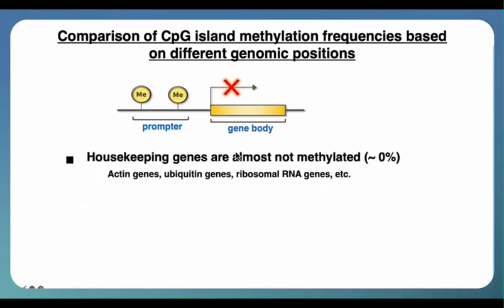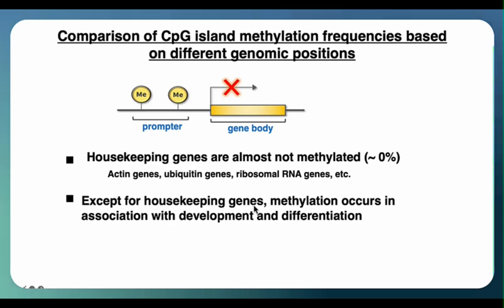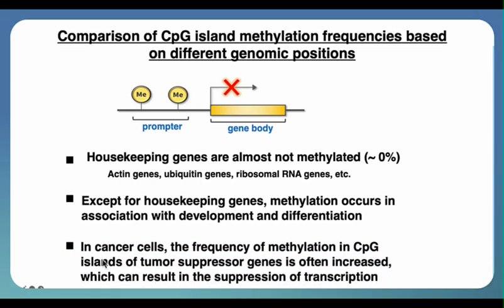Genes involved in maintaining basic cellular functions are called housekeeping genes. Examples include actin genes, ubiquitin genes, and ribosomal RNA genes. In these housekeeping genes, which are always highly transcribed, the methylation rate of their CpG islands is almost zero. On the other hand, non-housekeeping genes undergo methylation during development and differentiation. Additionally, in cancer cells, the frequency of methylation in CpG islands of tumor suppressor genes is often high, resulting in suppressed transcription of the genes.